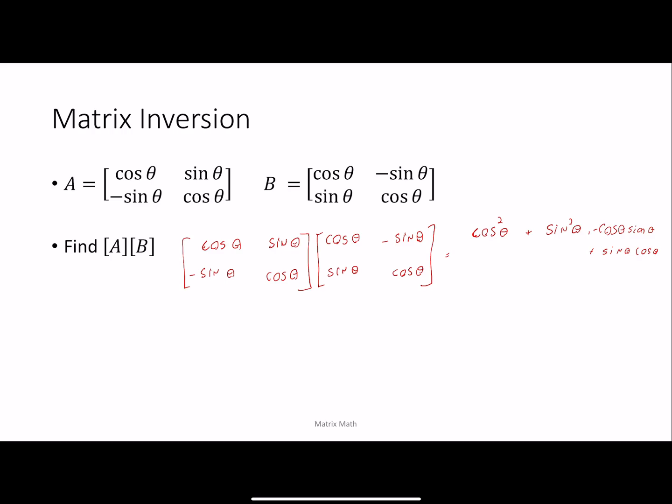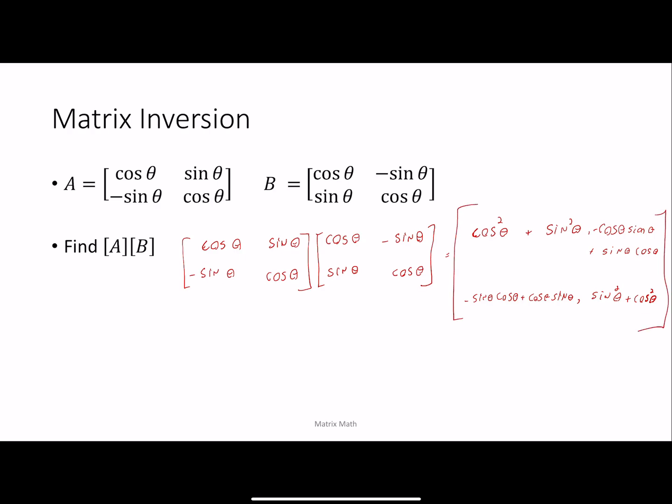So for the second row of my result matrix, I'll have minus sine of theta cosine of theta plus cosine of theta sine of theta, right? And the second entry will be, once again, minus sine times minus sine is just sine squared theta plus cosine squared of theta. So this is my new matrix.